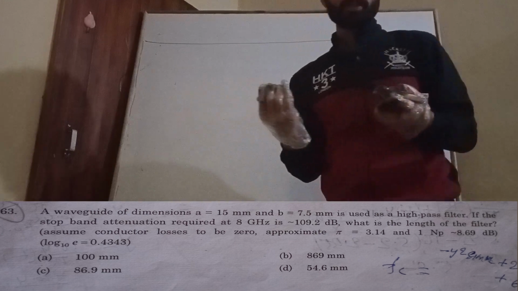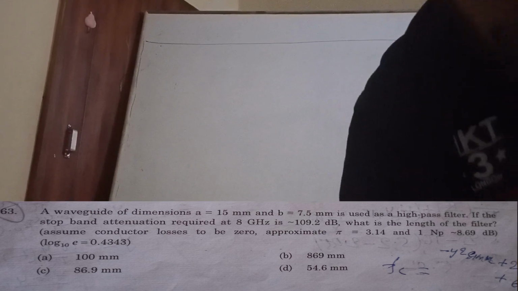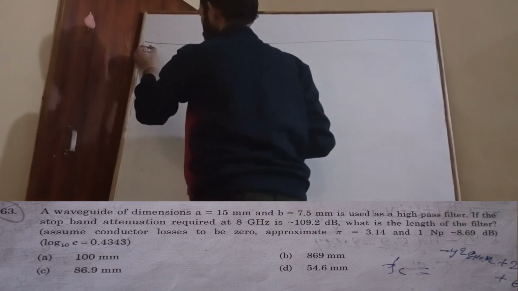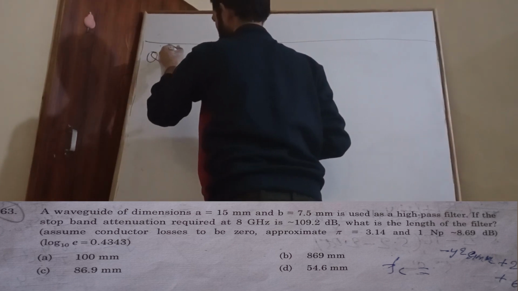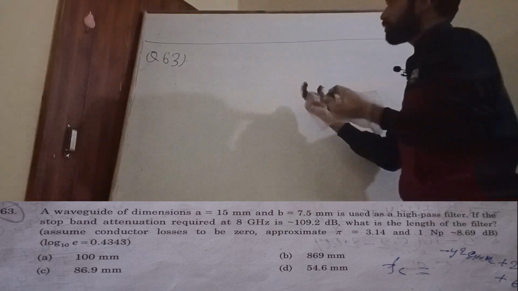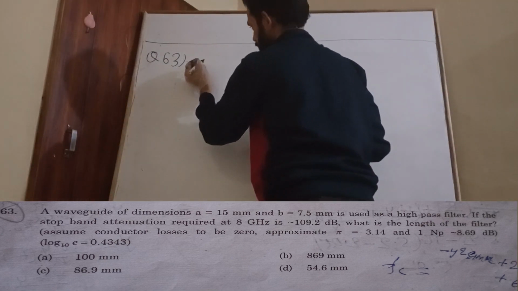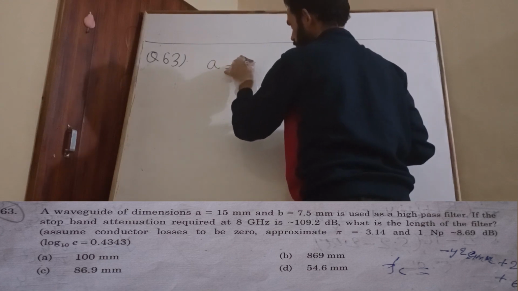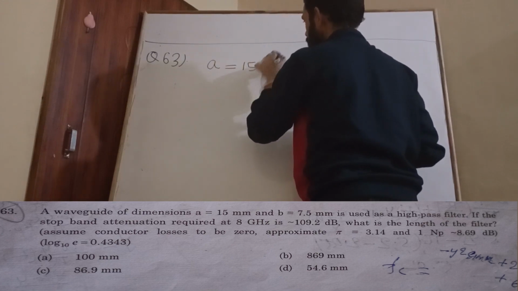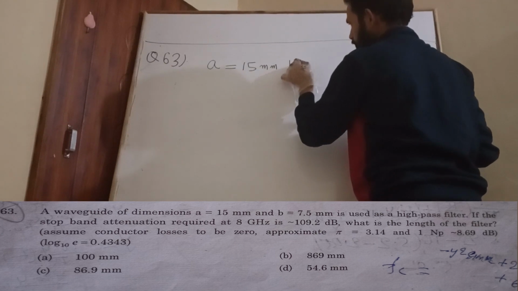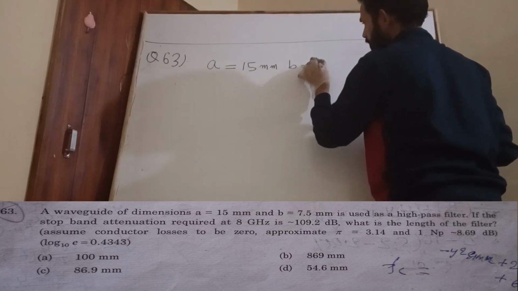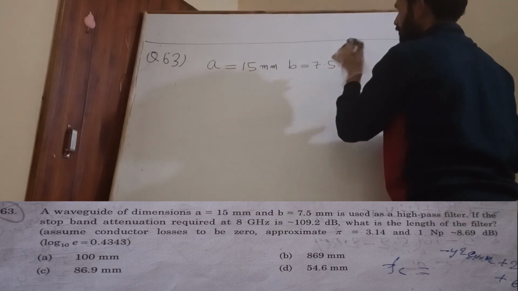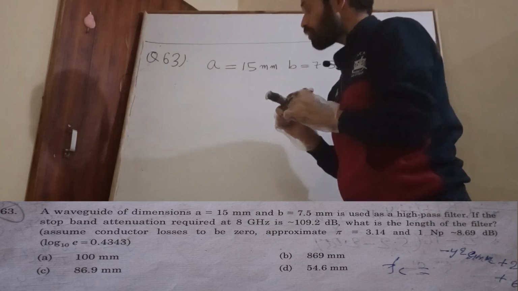So today we are going to do question number 63. Question number 63 is about a waveguide whose broader dimension A is 15 millimeter and narrower dimension B is 7.5 millimeter. So this is given.